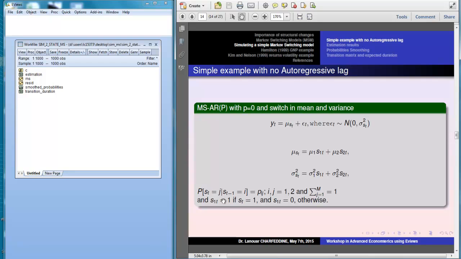We start with a simple example, a Markov switching model without autoregressive lags. Here we have y_t equal to mu_st plus epsilon_t, and we suppose that epsilon_t is normally distributed with variance sigma squared st.